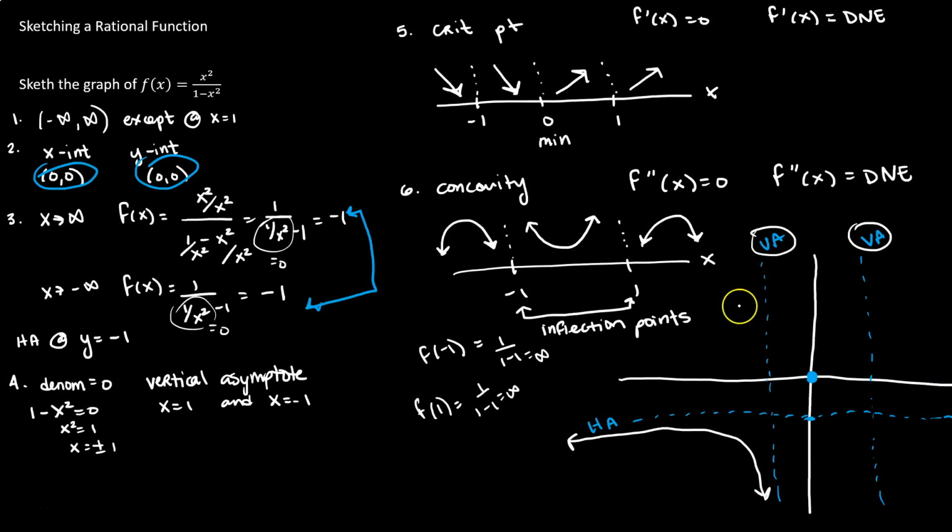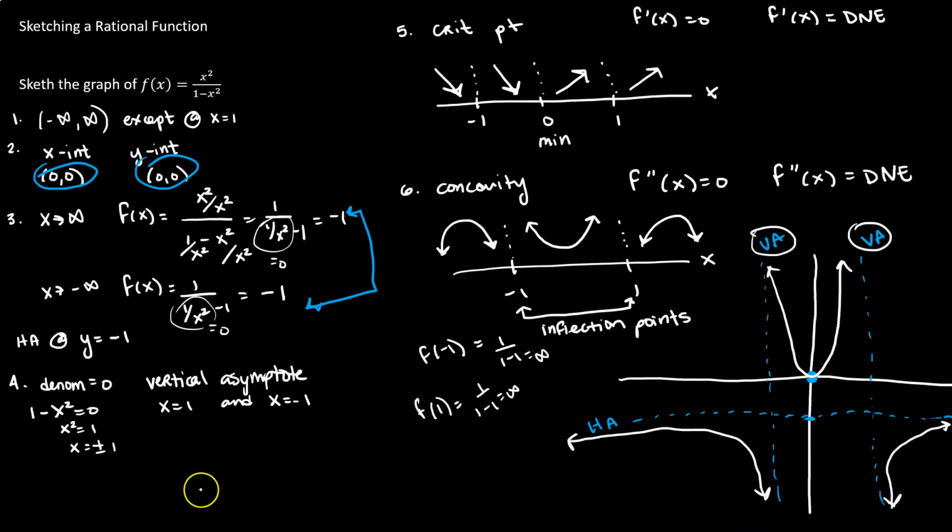Between our vertical asymptotes, our function is concave up, and it passes through that minimum. It actually looks like a parabola. And then to the right of our vertical asymptote at x equals 1, we kind of have the same thing as what we had on the left side of the graph. As x gets very large, we're approaching the horizontal asymptote. As x gets close to 1, we approach the vertical asymptote.